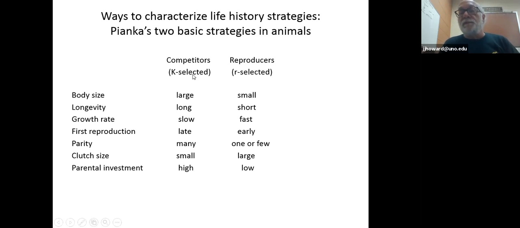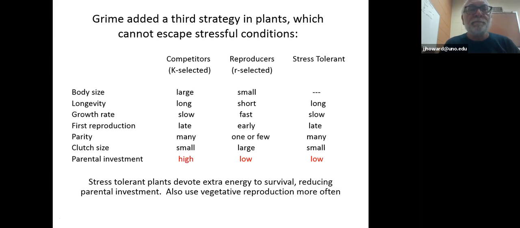So we will use this dichotomy, K-selected versus R-selected, repeatedly in this class. This is kind of the one we will focus on. It's not the only one, though. A plant ecologist named Grime from England thought about this and said, you know, there's a third strategy in plants because plants can't escape stress. And so they're going to have a mixture of these traits that is not seen in animals.